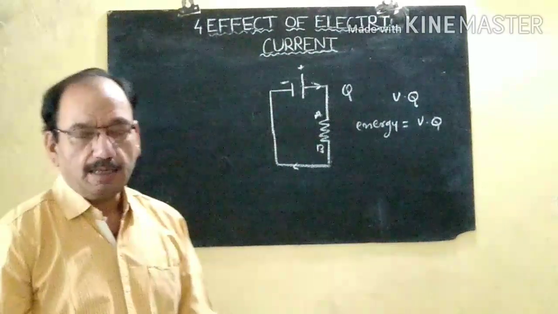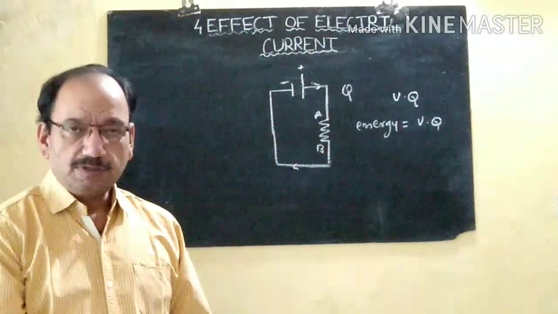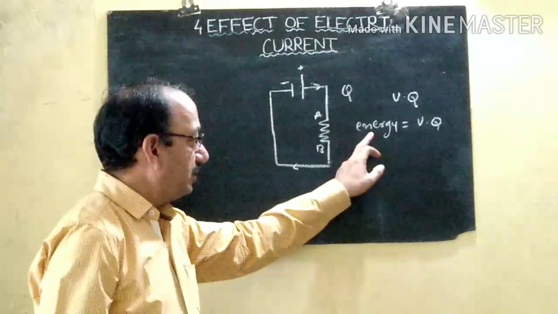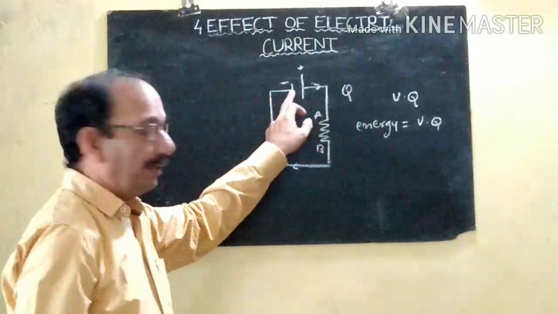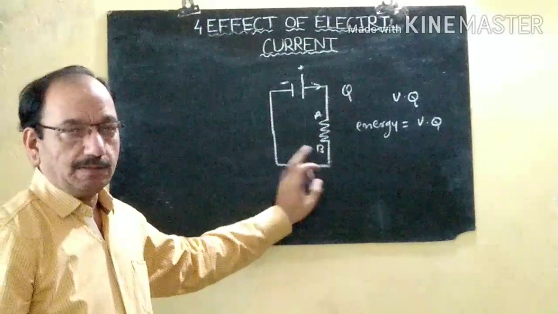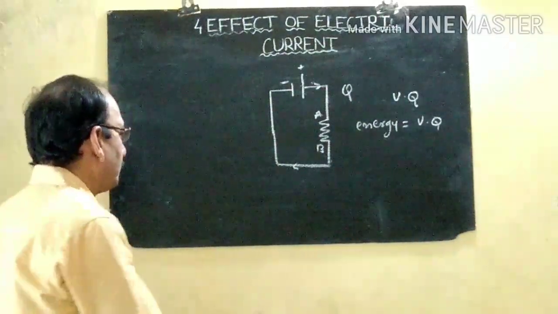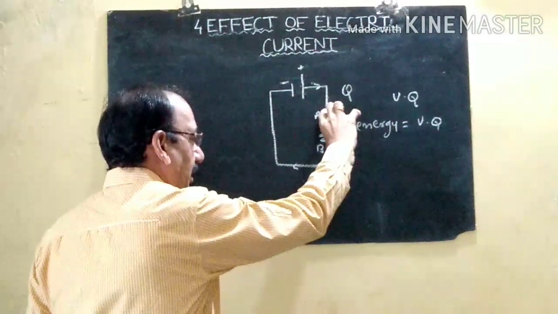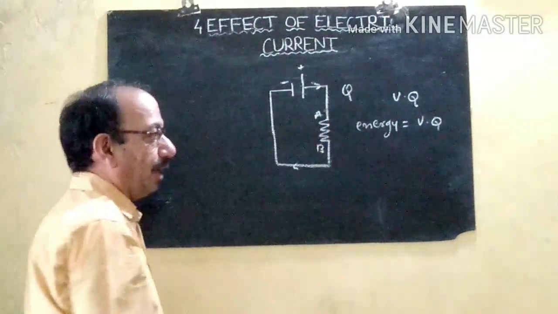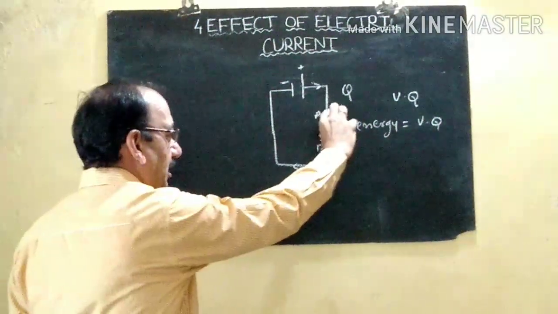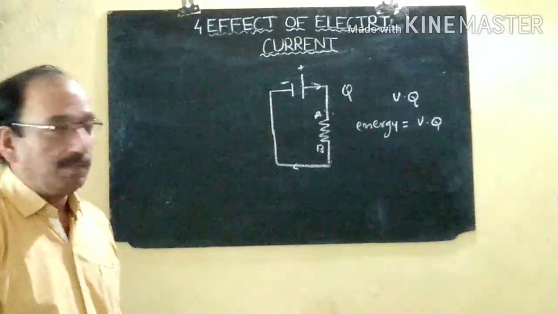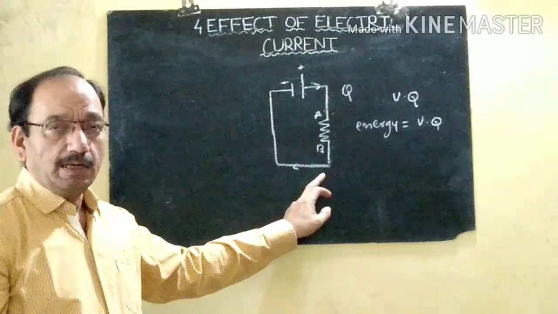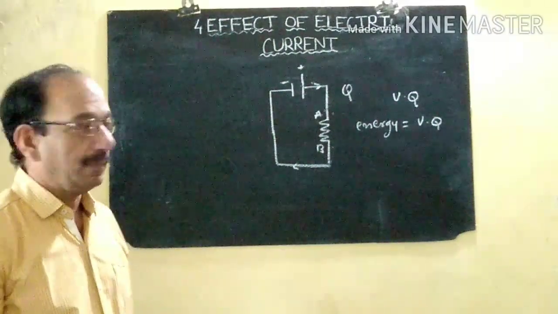You also know that when we do some work, we need energy, and to do this work the energy is supplied by this electrical cell. So instead of this resistor, if you connect any other device like an electrical motor, then the motor starts to work. It means the electrical energy supplied by the cell is converted into mechanical energy.